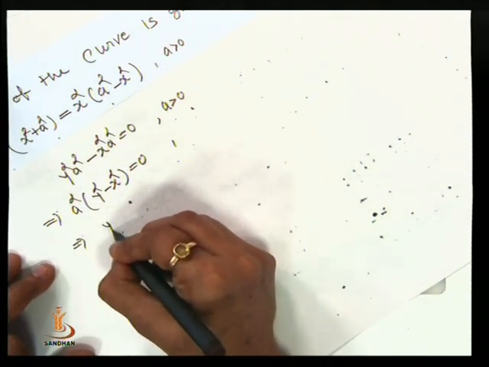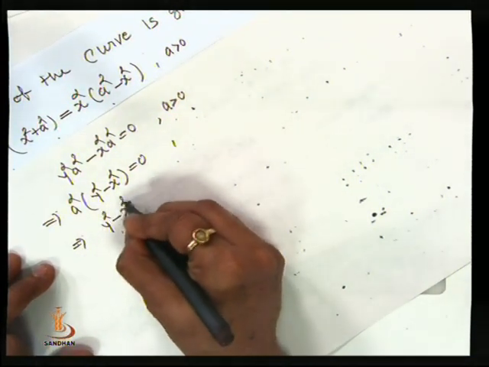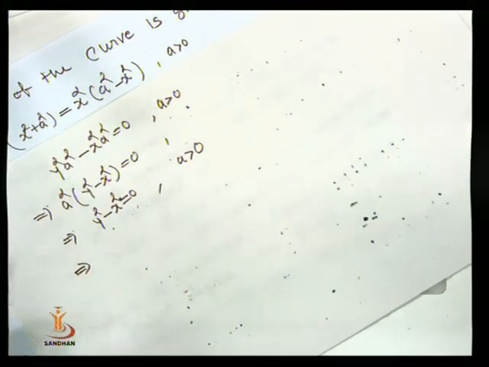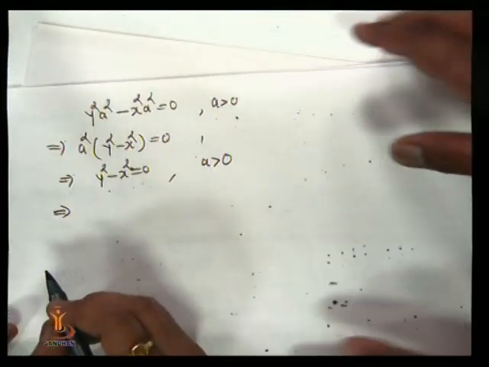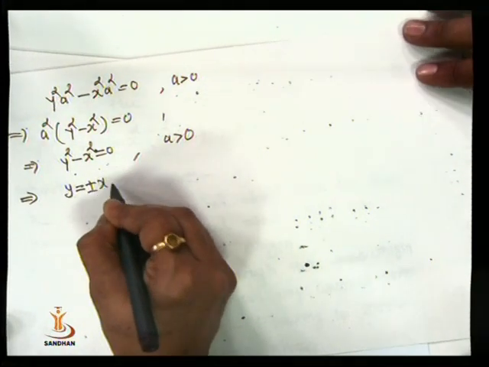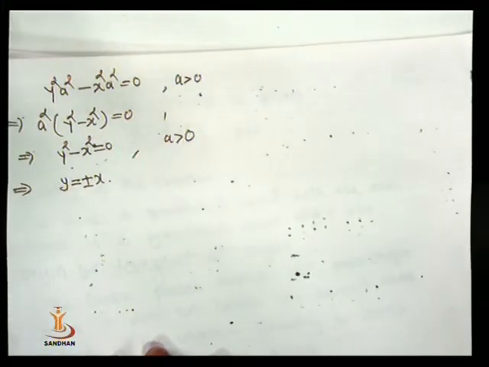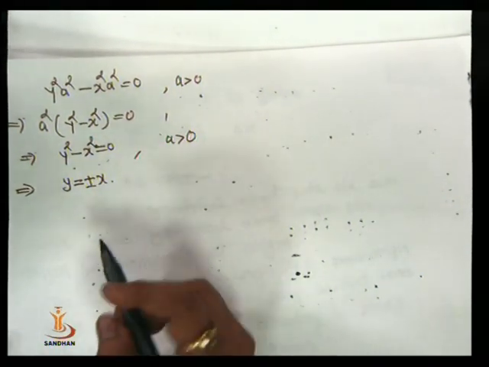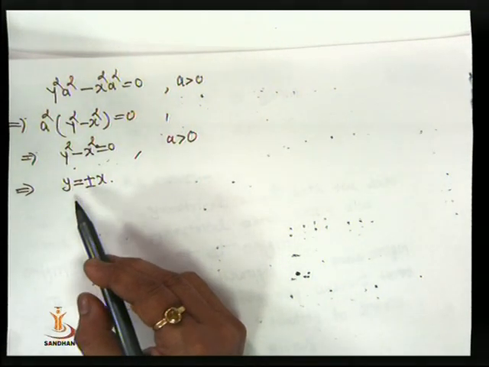Since a is greater than 0, this will give you y square minus x square equals 0, hence y is equal to plus or minus x. Thus the curve passes through the origin, and here we have found two tangents, y equal to plus or minus x, which pass through the origin. These two tangents are real and distinct.